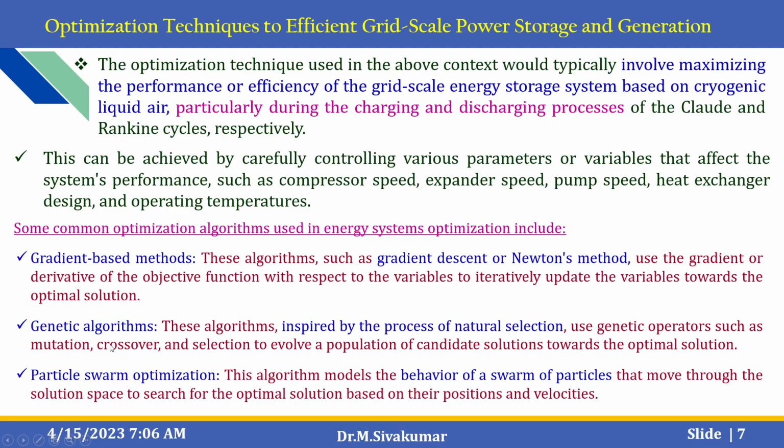Next one is the genetic algorithm. These algorithms, inspired by the process of natural selection, use genetic operators such as mutation, crossover and selection to evolve the population of candidate solutions towards the optimized solution. Third one is particle swarm optimization. This algorithm models the behavior of swarm particles that move through the solution space to search for the optimal solution based on their positions and velocities.